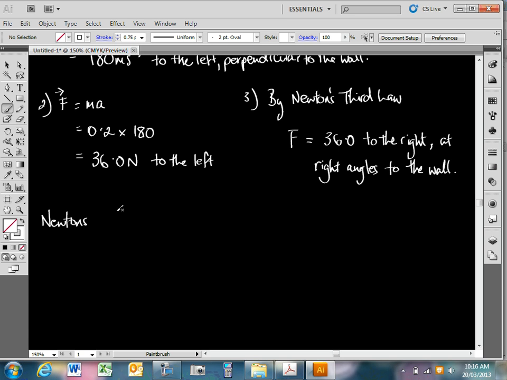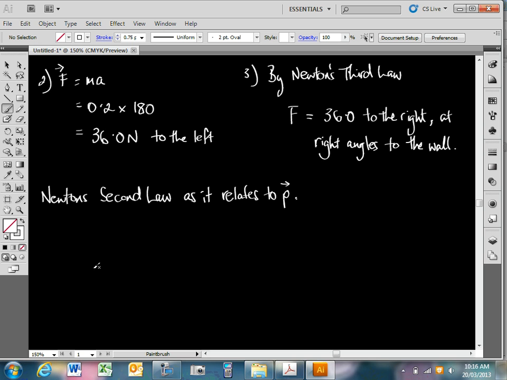Newton's second law as it relates to momentum. Now, this is a derivation that you might need to do in a test. I won't make hints about what's going to be in the test. If I mention test, it doesn't necessarily mean that it's going to be in the test. If I say this is likely to be in the test, it's probably going to be in the test.